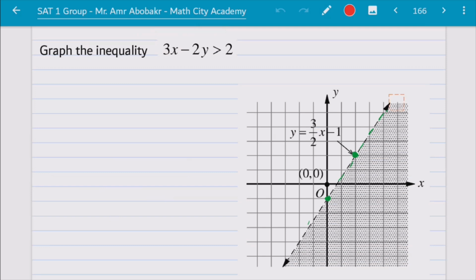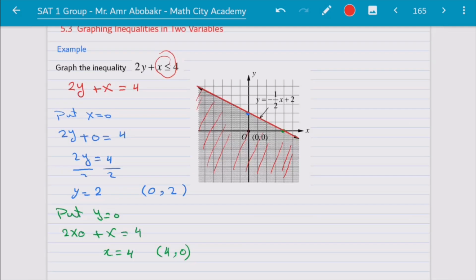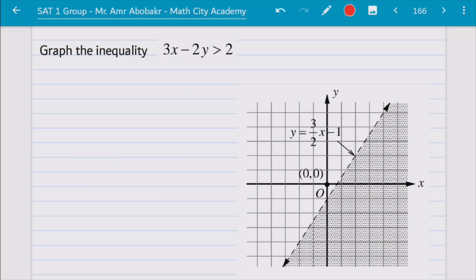Another example, how to graph this inequality by using another way. Okay, in the first way, we convert the inequality to an equation, put x equals 0 to get the value of y, and put y equals 0 to get the value of x. We have another way. We can solve the second example using another way. How can we make it? The first step I told you, make the inequality an equation. So it will be 3x minus 2y equals 2.